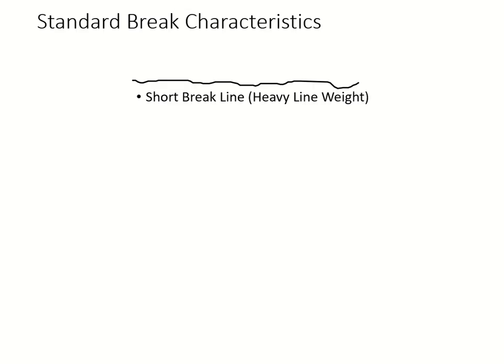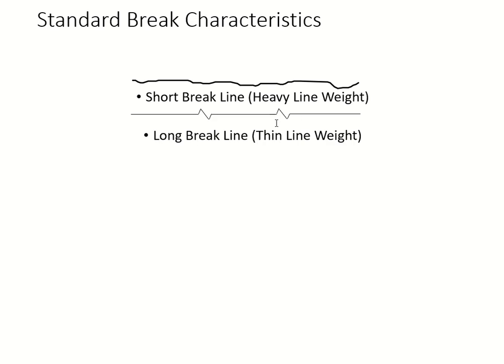Alright, symbols. This line we call the short break line. Of course it's kind of thick. Look at that drawing, it's a heavy line weight that we use. So these are just the characteristics of your standard breaks. Another break is a thin line with a little break symbol right there. So that's a long break line. This one is a short break line, and we call this a thin line.